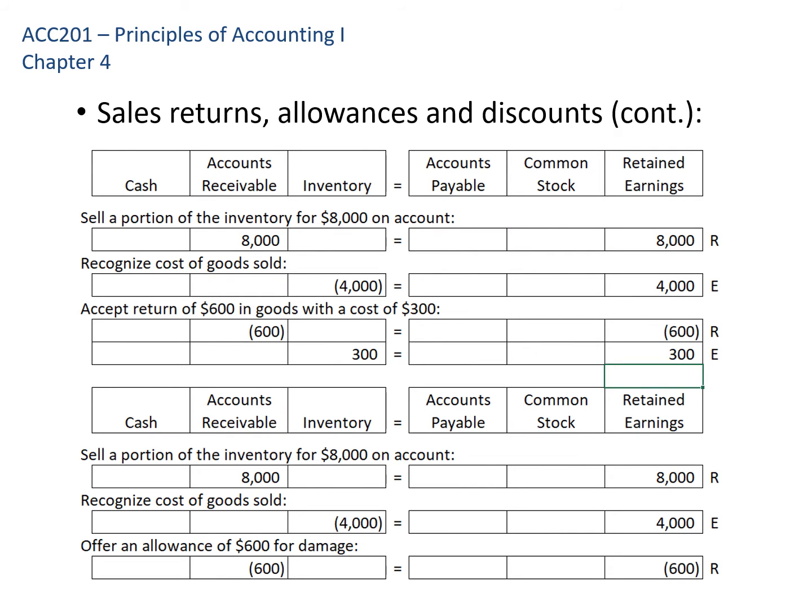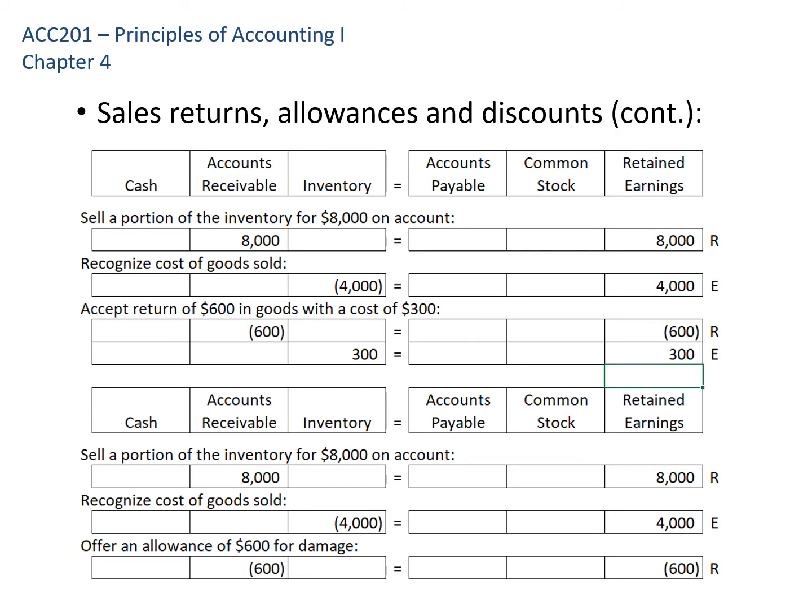So in the case here, in the first transaction, we sell a portion of the inventory for $8,000 on account. So accounts receivable goes up, retained earnings goes up. We recognize the cost of goods sold. In this case, it's 50% or $4,000. We reduce inventory, and I've got an error there. That $4,000 under retained earnings should be a negative number.